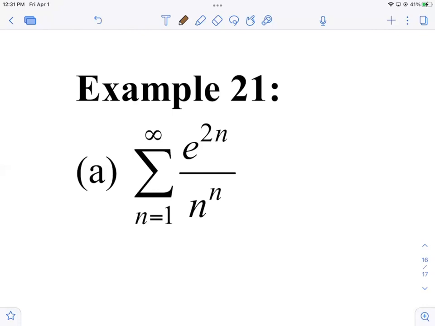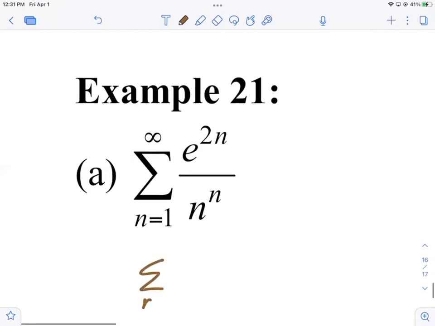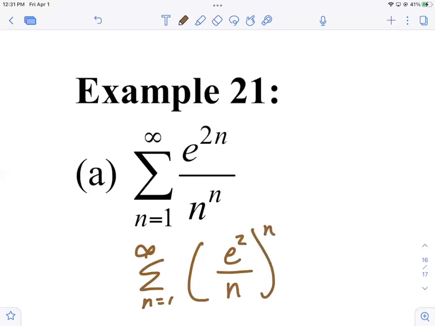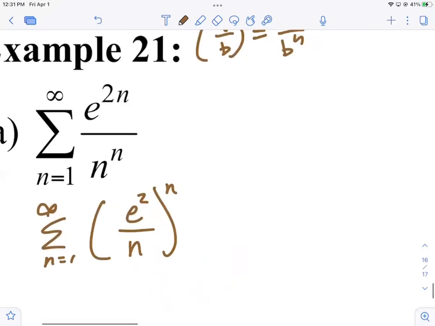So now you're like, hey, there's only two factors, one on the top and one on the bottom, and they're both factors of n. So I can write this like this: the sum from 1 to infinity, I can write this as e squared over n, all to the n. Because I have this property that says a over b to the nth power is a to the n over b to the n. So you can verify, if you distribute that n exponent back in, you get e to the 2n over n to the n. Niceness. So now I could do this.